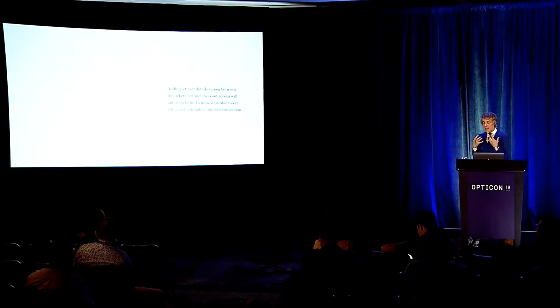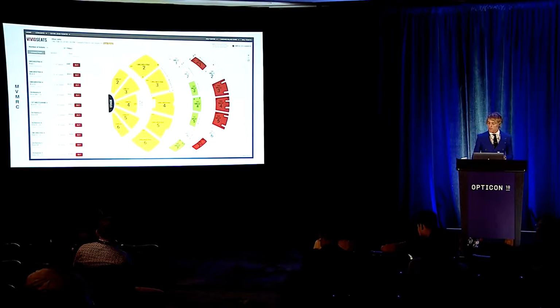And it's how you, in my mind, create a repeatable testing process. So let's say we have this example. We have a test whose hypothesis is adding a ticket detail screen between the tickets list and checkout screen, which will aid users to find a more desirable ticket, which will ultimately improve conversion. And this example works for all of them because I made it on purpose. What does this look like?